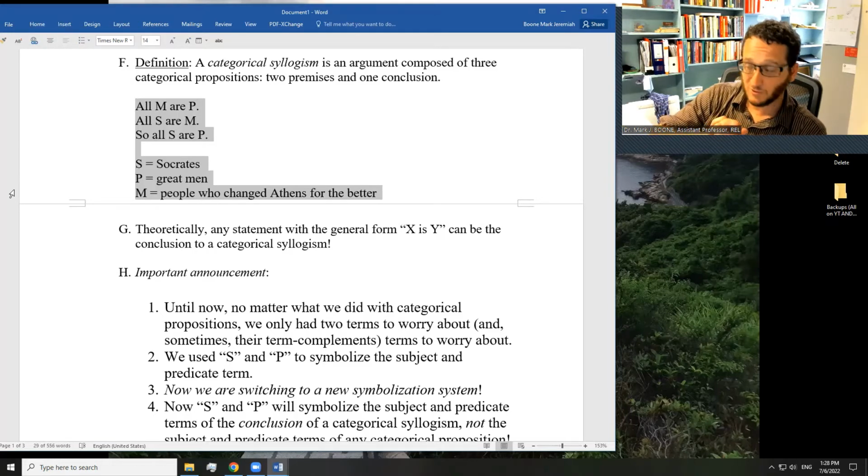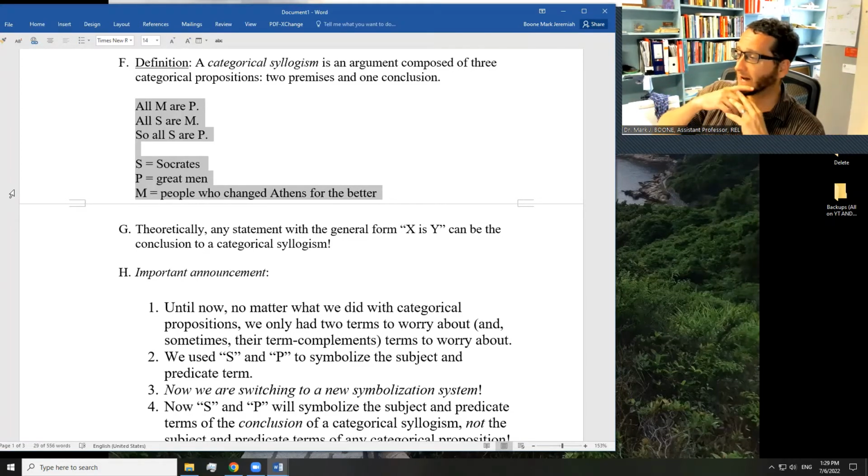And when we talk about it in those terms, we would use S to refer to Socrates and P to refer to people who changed Athens for the better. But we're not doing that anymore. We can't do that anymore unless that's just how it occurs. Socrates is still S. That was convenient. But people who changed Athens for the better is not P. It's M now. Because when we're using categorical syllogisms and we're symbolizing them, we have to be much more rigid with our symbolization scheme. You always have to use S to symbolize the subject term of the conclusion. And you always have to use P to symbolize the predicate term of the conclusion. You always have to use M to symbolize those connecting things.